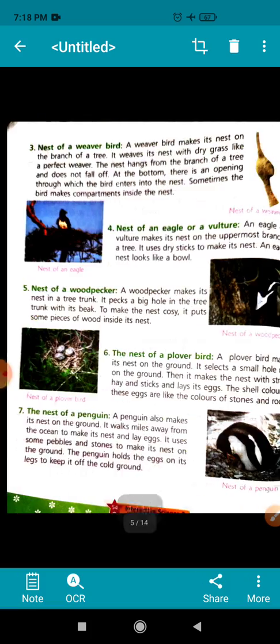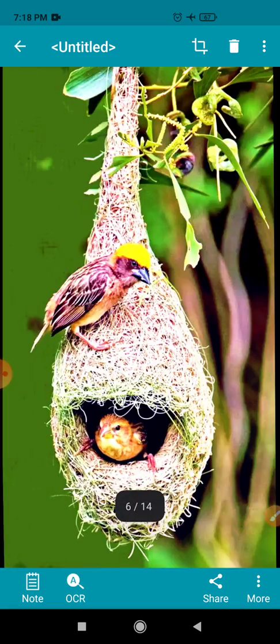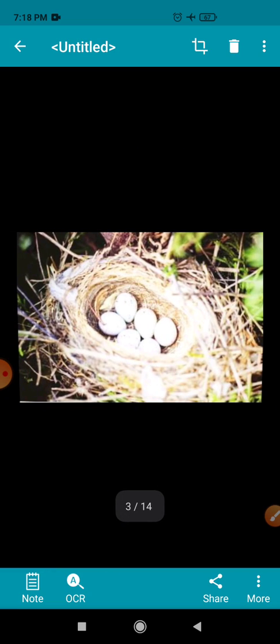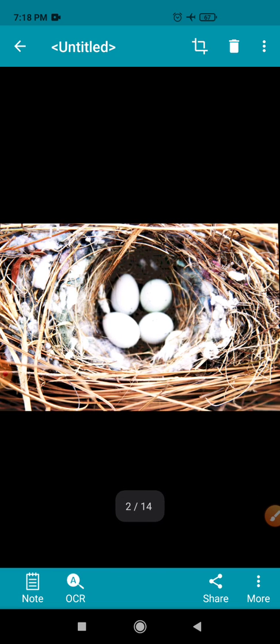Okay, children, this was about the nest of a bird. Hope you all have understood this lesson. So read this chapter once again, learn the spellings and understand the topic.